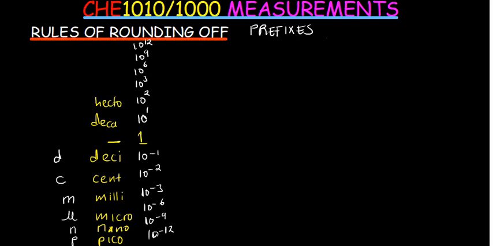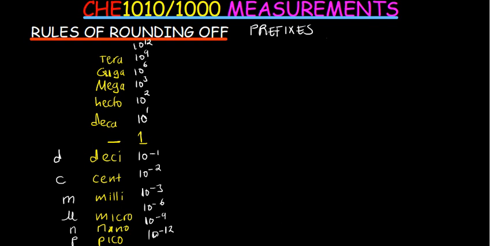Actually, I've left out something here. I've left out 10 to the power 3. 10 to the power 3 is called a kilo. That is where a kilometer comes from. And then 10 to the power 6, this is now mega, which means a million. And then 10 to the power positive 9 is giga, and then 10 to the power 12 is now tera.